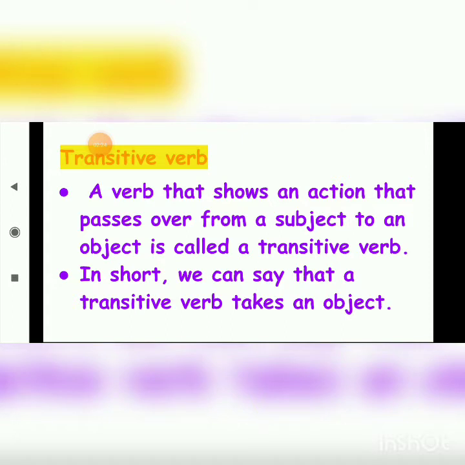So what is a transitive verb, students? A verb that shows an action that passes over from a subject to an object is called a transitive verb. Always remember, students, when we are asked to find out whether it is a transitive verb or intransitive verb, we should keep in mind that there is always an object in a transitive verb. In short, a transitive verb takes an object.